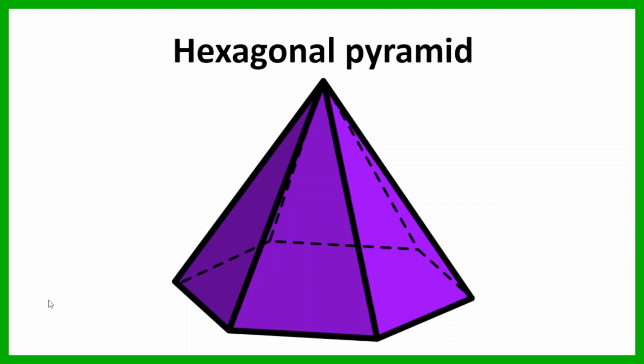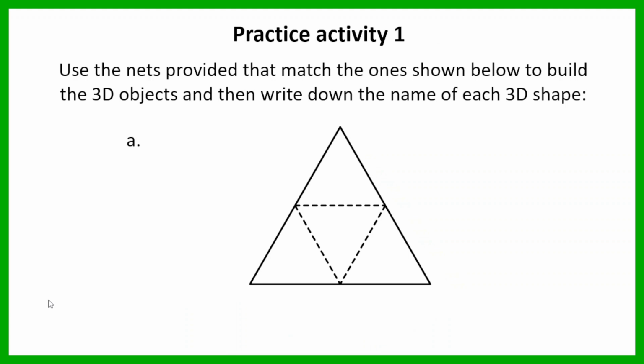Now we're going to go on to an activity where we are going to use the nets of pyramids to actually construct them and build them and see what they look like. Okay, so here's the first one we're going to do. Use the nets provided that match the ones shown below to build the 3D objects and then write down the name of each 3D shape.